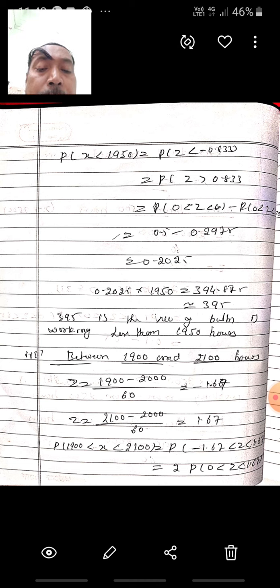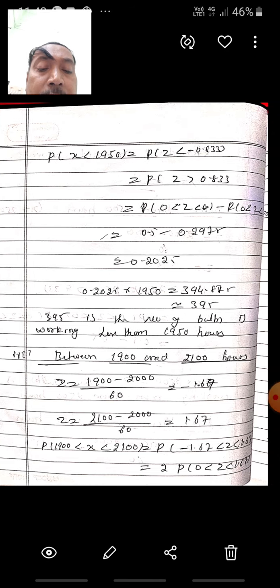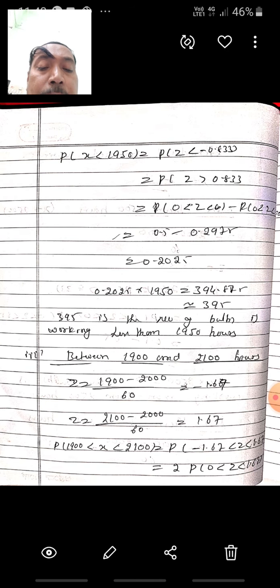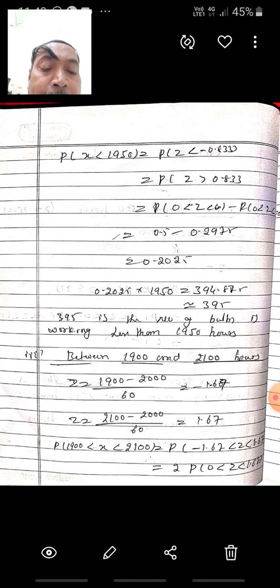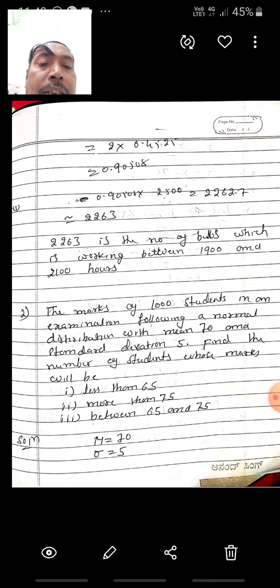Next, third one, between 1900 and 2100 hours. Now substitute here: z equals 1900 minus 2000 divided by 60, that is minus 1.67. And z equals 2100 minus 2000 divided by 60, which is 1.67. That is in the form of x, now converted to z. The probability x from 1900 to 2100 equals the probability from minus 1.67 to 1.67. This can be written as minus 1.67 to 0 plus 0 to 1.67. The minus 1.67 to 0 is the negative side, equal to 0 to 1.67. Therefore, it is 2 times the probability of 0 to 1.67.